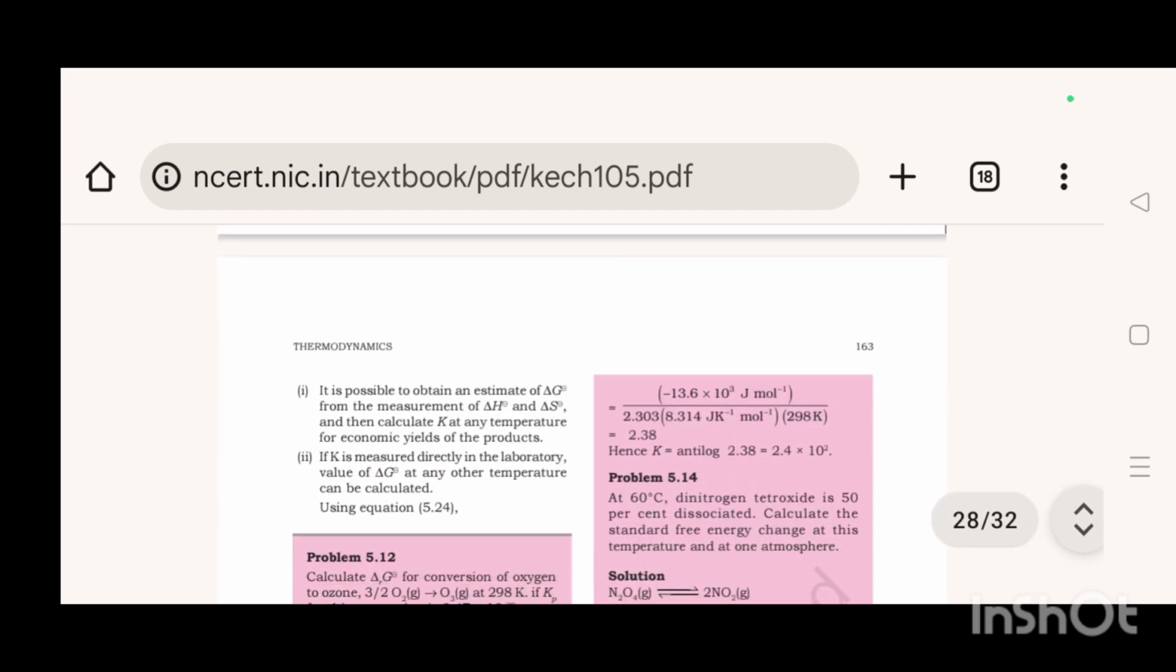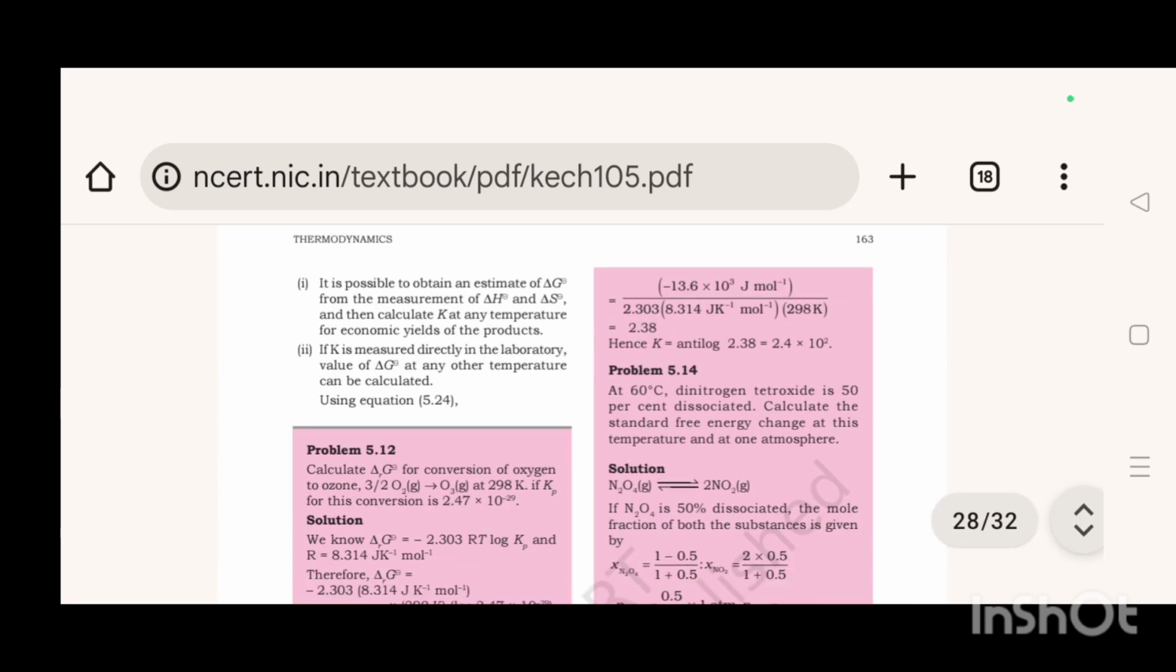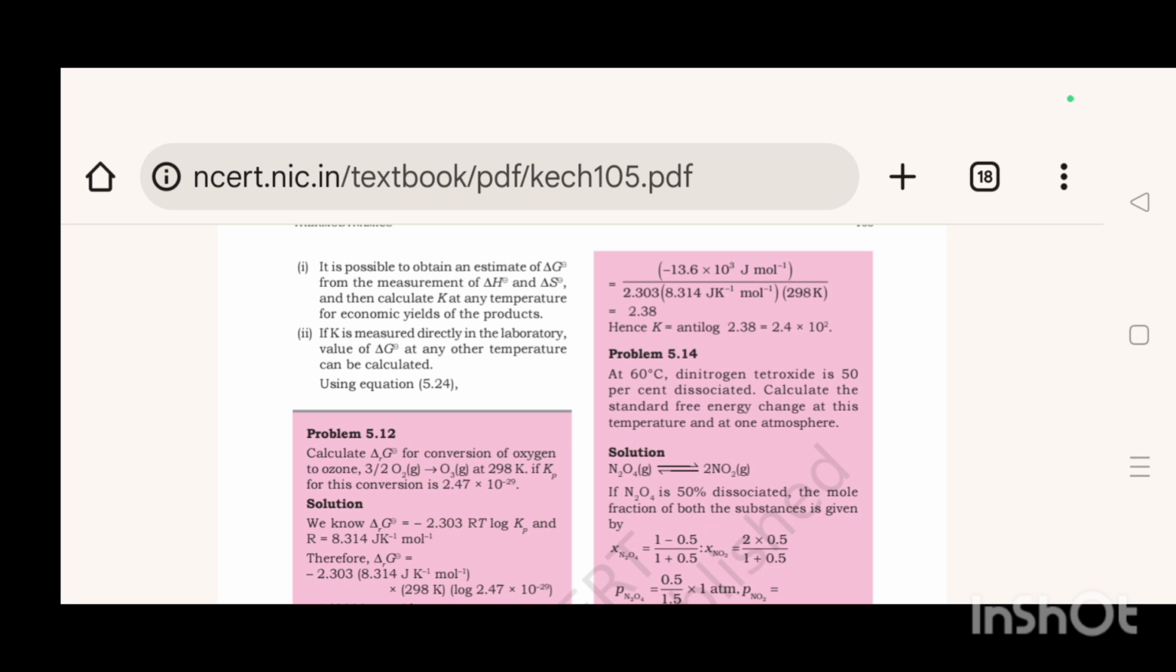So this was all about our chapter thermodynamics. Here we have covered the first law, second law, and third law, and all the terms which are used in thermodynamics.